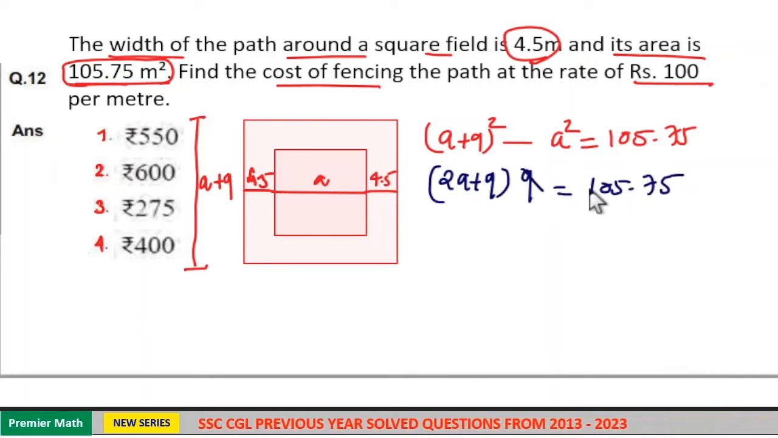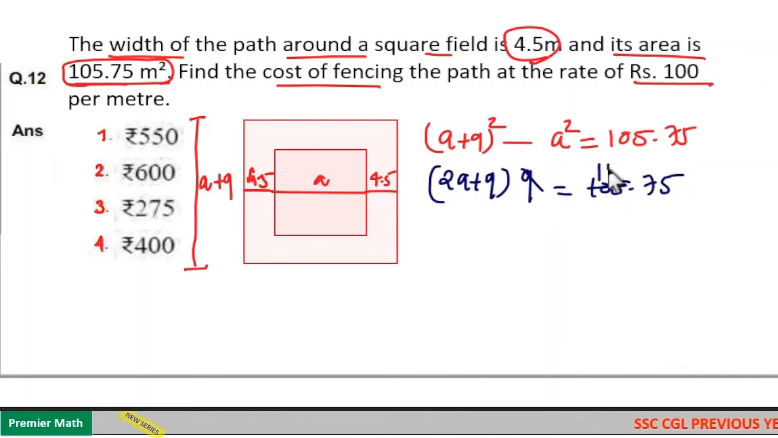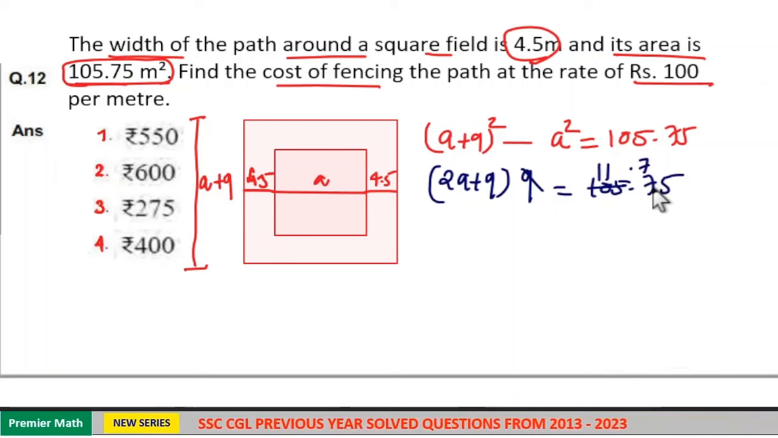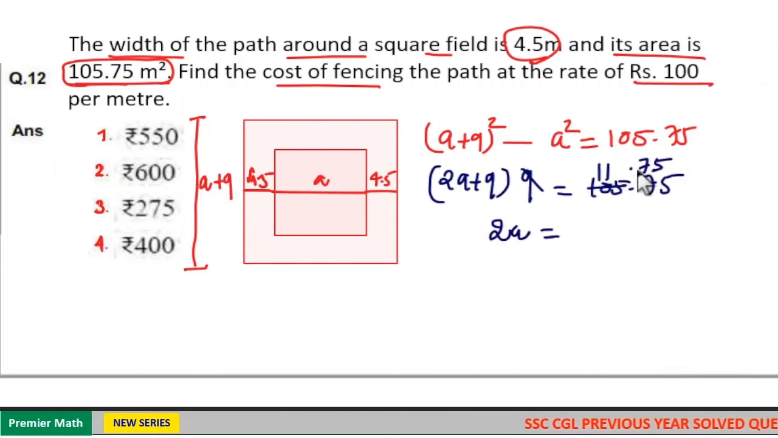Here 9 goes 1 time in 10, 9 goes 1 time in 15, remaining 6, 7. 9 goes 7 times in 63, remaining 45, 9 goes 5 times in 45. So 11.75 is equal to 2a plus 9, which means 2a is equal to 11.75 minus 9, that is 2.75. If 2a is 2.75, here we need cost of fencing.